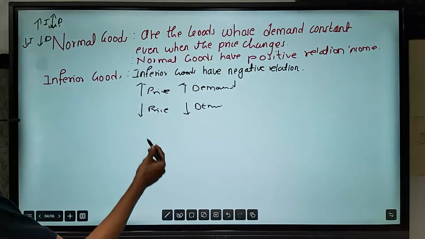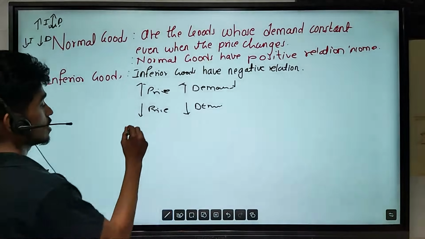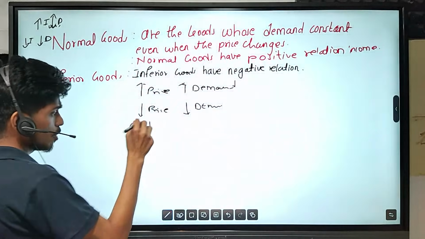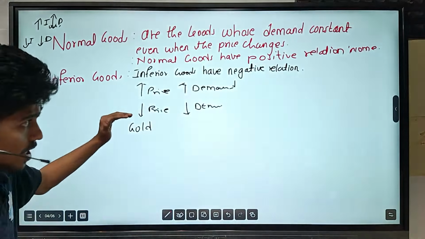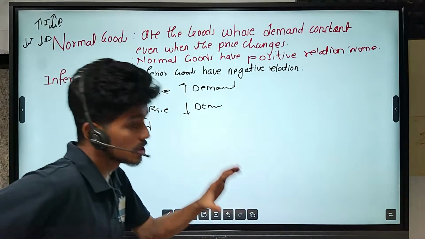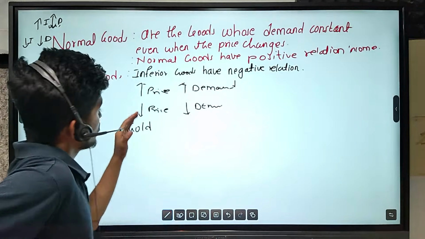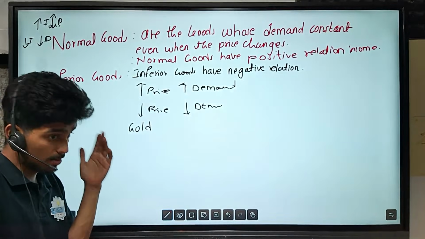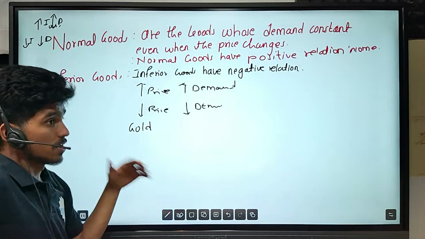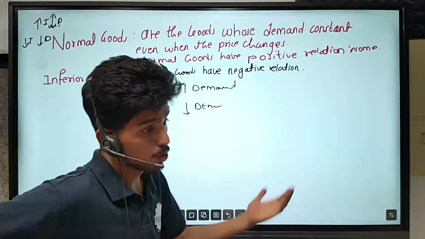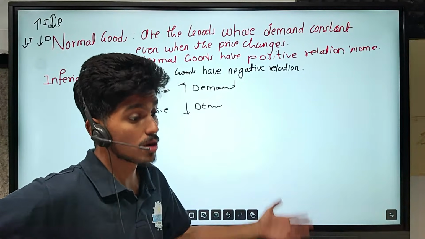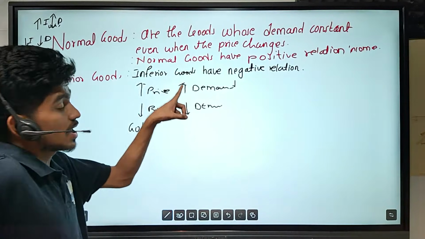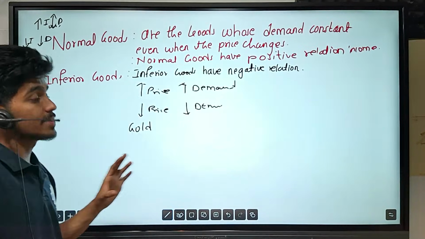So in certain goods, for example, we can take gold. Now, when the price of gold increases, the demand increases in certain situations, not every time. And if the price decreases, people might think that the gold might not be proper, that there could be some fault, that the gold may be fake, so the demand decreases in certain cases only.